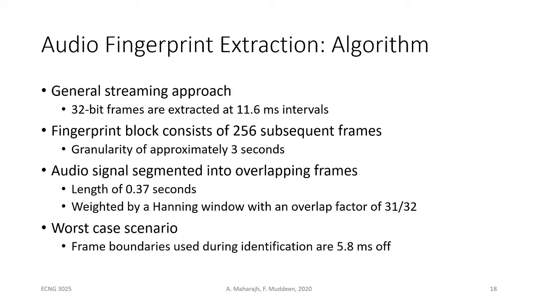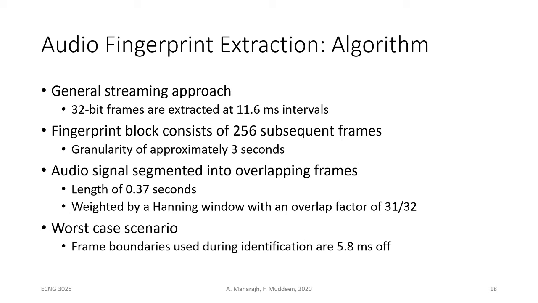So the general streaming approach means that we need to extract 32-bit frames at 11.6 millisecond intervals. And any fingerprint block that we are trying to extract here is going to consist of 256 subsequent frames, which is going to give us a granularity of approximately 3 seconds. Because these are frames, the frames need to overlap, like what we saw in our previous lectures when we were doing the short time Fourier transform.